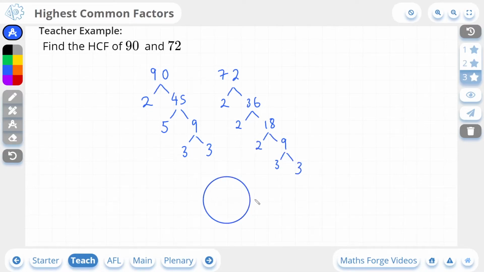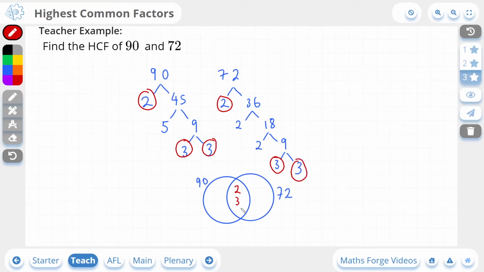And now we draw our Venn diagram. So on the left, we have 90, and on the right, we have 72. Now let's see our shared prime factors. So we have a 2 that is shared between 90 and 72, so that goes in the center here. We have a 3 that is shared, so that goes in the central region here. And finally, we have another 3 that is shared, and that also goes down in the central region here. Notice that even though there are 2 of them, if they are shared, you only write them down once in the central region. And so the remaining prime factor of 90 is 5, and that goes here next to the 90. And the remaining prime factors of 72 are 2 and 2, which go here next to the 72.